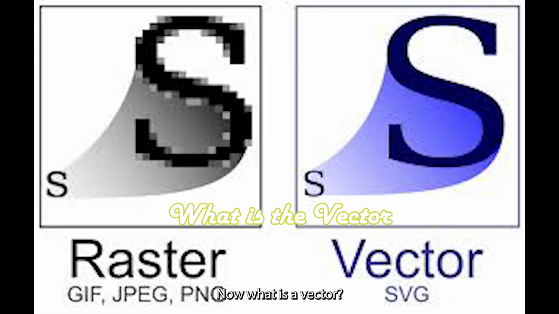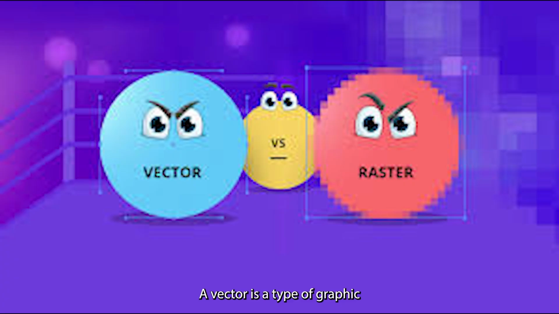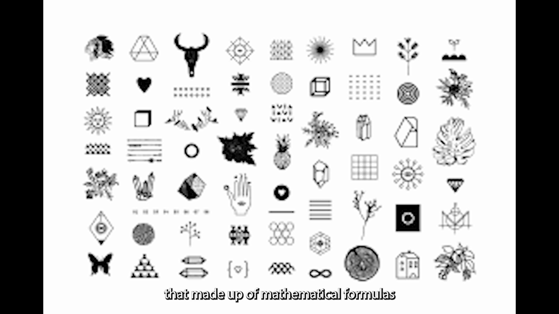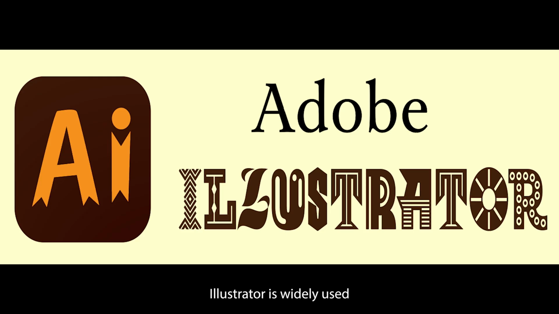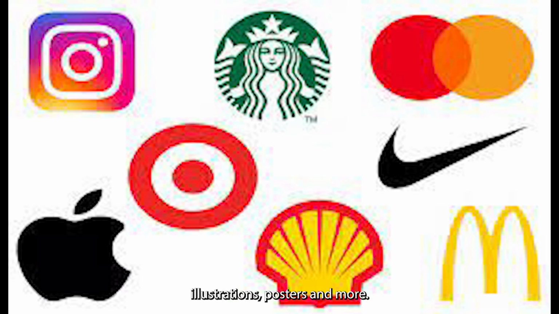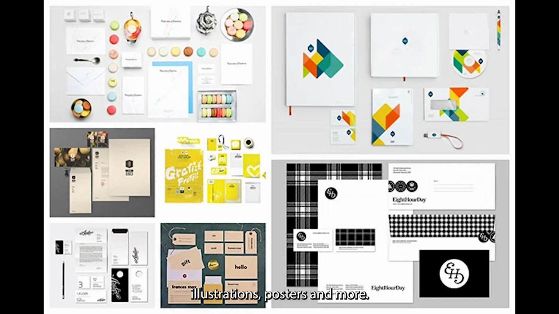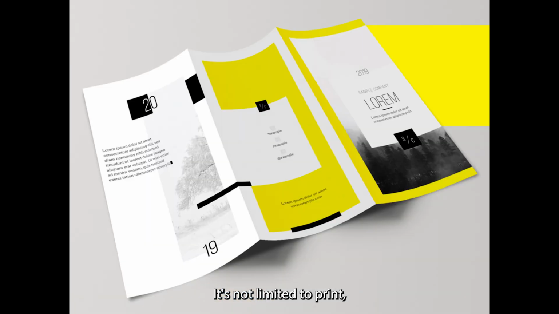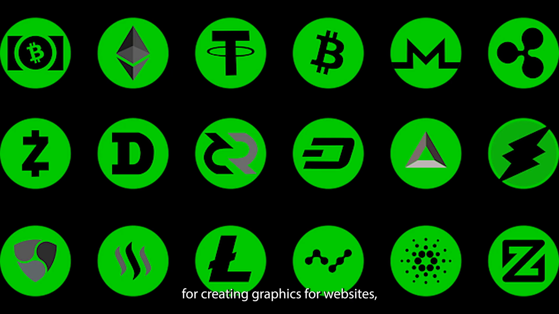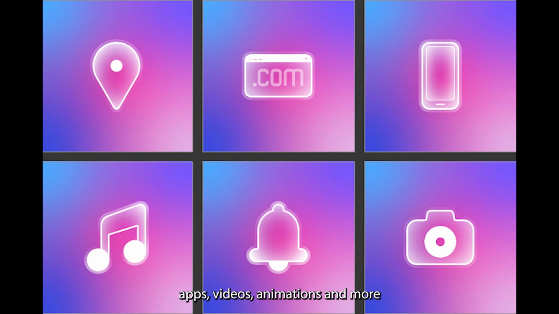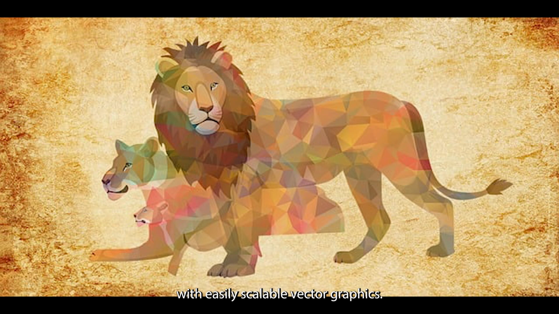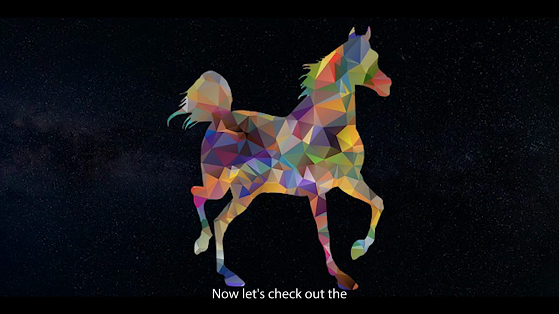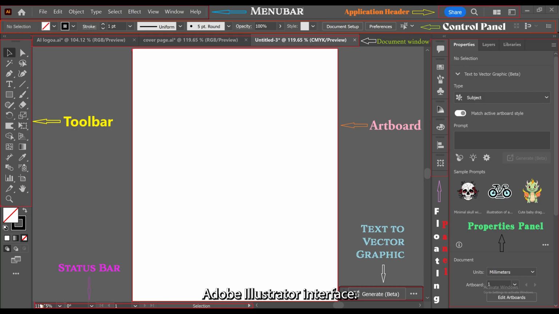Now, what is a vector? A vector is a type of graphic that's made up of mathematical formulas instead of pixels. Illustrator is widely used for creating logos, illustrations, posters, and more. It's not limited to print, but is also great for creating graphics for websites, apps, videos, animations, and more, with easily scalable vector graphics. Now let's check out the Adobe Illustrator interface.